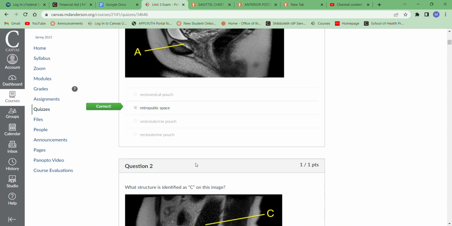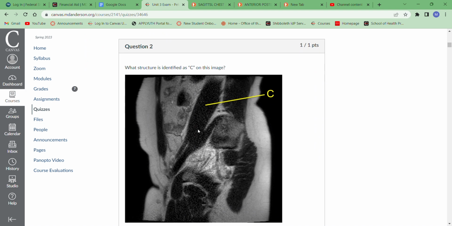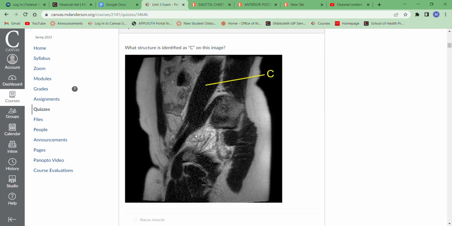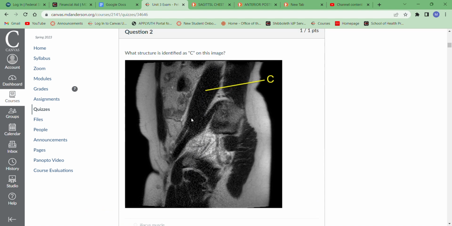What structure is C? So this looks like a muscle and it looks like it's going down towards the leg here. So that is the psoas major muscle. And the psoas major attaches to the lateral sides of the lumbar vertebrae and it goes downward towards the femur.